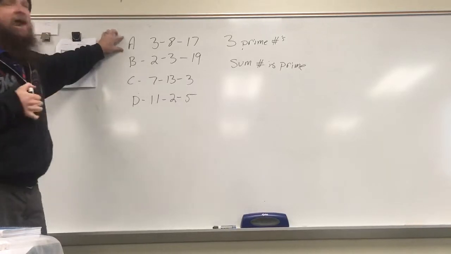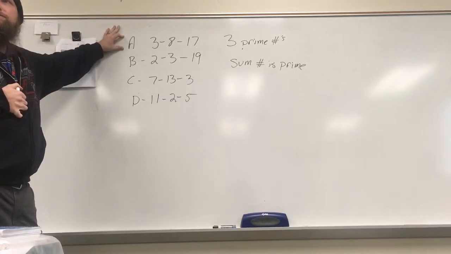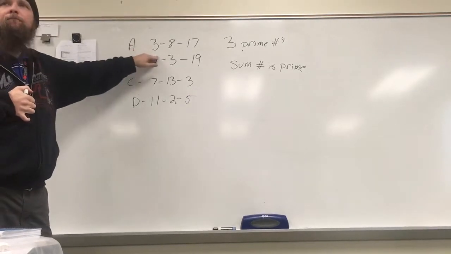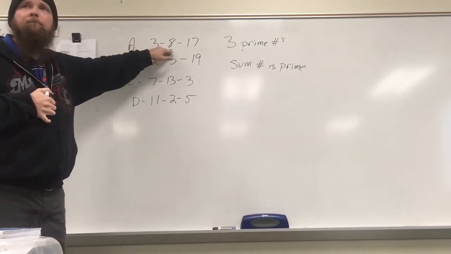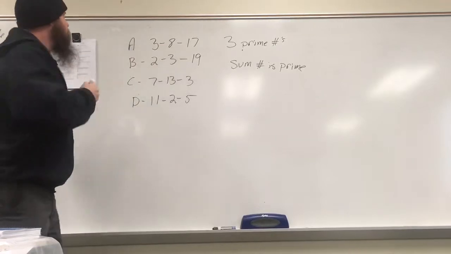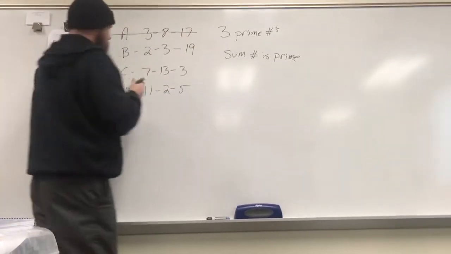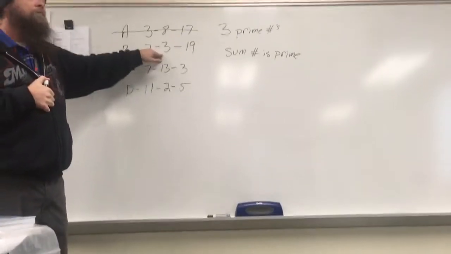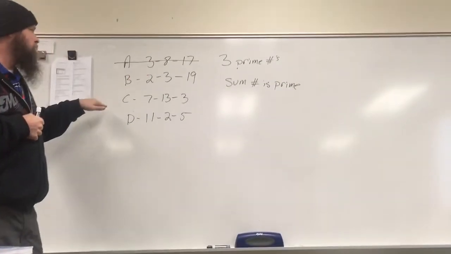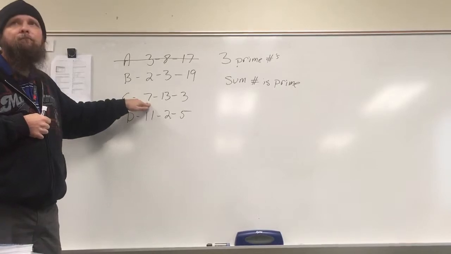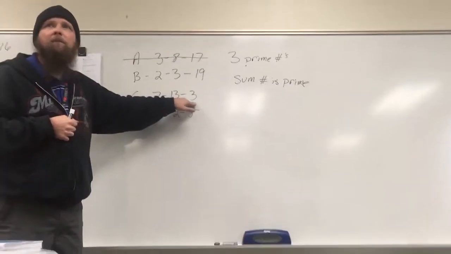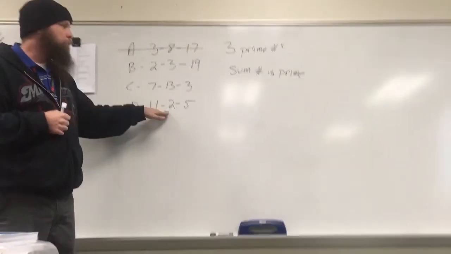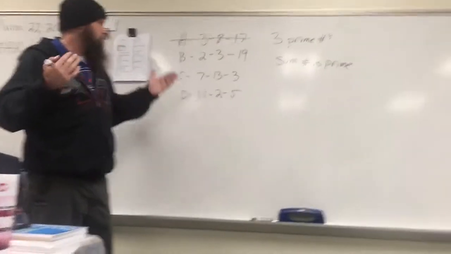Ryan, does A have only prime numbers? Is 3 prime? Is 8 prime? No. So A cannot be our answer. Ryan, let's look at B. Is 2 prime? 3 prime? 19 prime? Okay, so that's a possibility. C is 7 prime? 13 prime? 3 prime? That's a possible answer. D is 11 prime? 2 prime? 5 prime? Okay, so that's a possible answer.